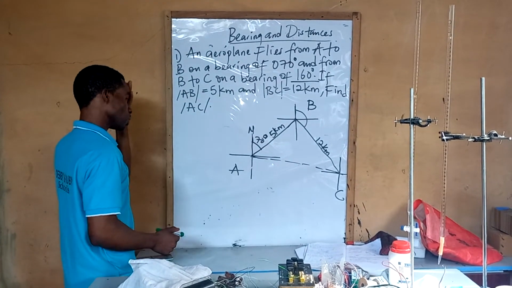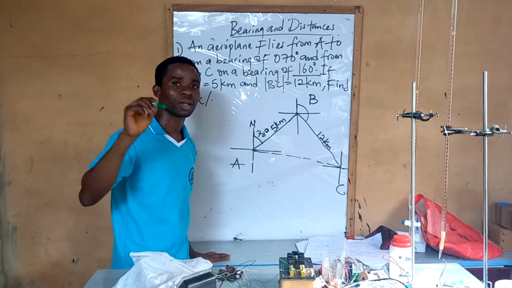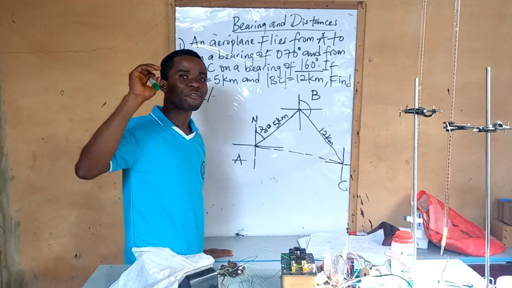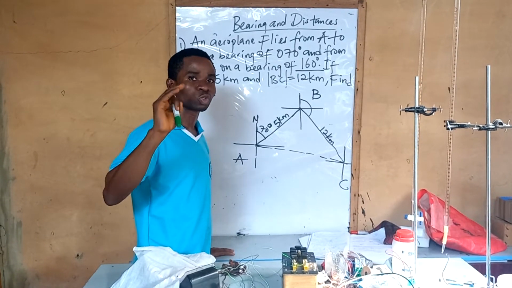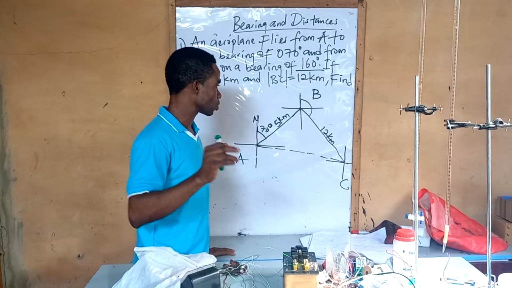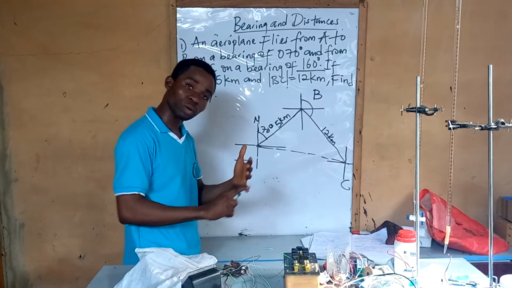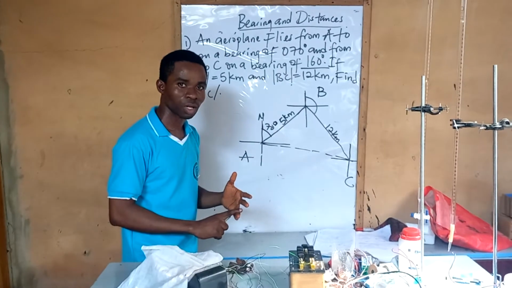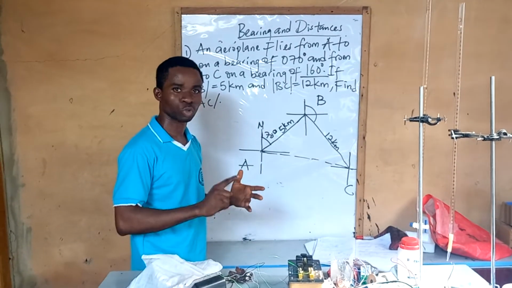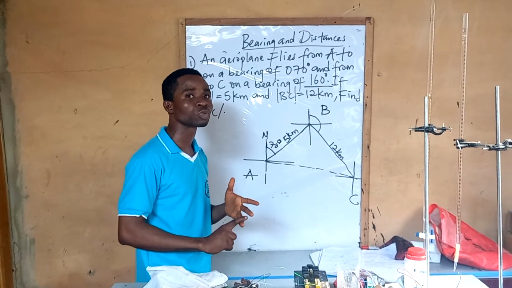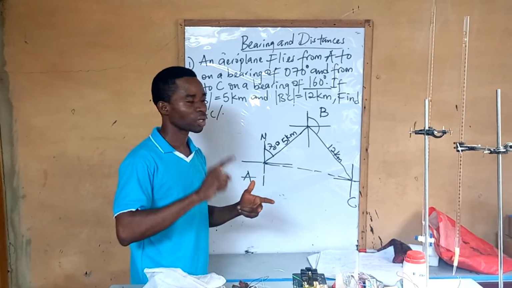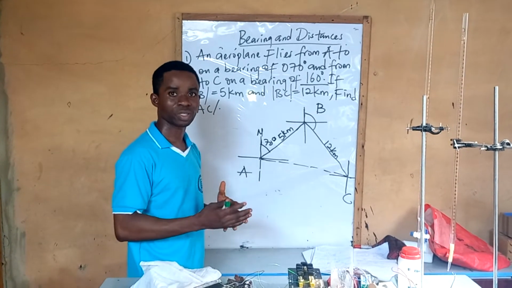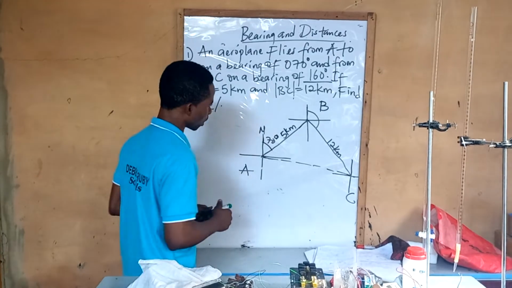Okay, how will I know? I told you in my former video that every bearing question will only lead you to triangles: either a right angle triangle, an acute angle triangle, or an obtuse angle triangle. If it is a right angle triangle, I told you what to use. Go and check my former videos on sine and cosine rules. Now let's take a look at this kind of triangle.